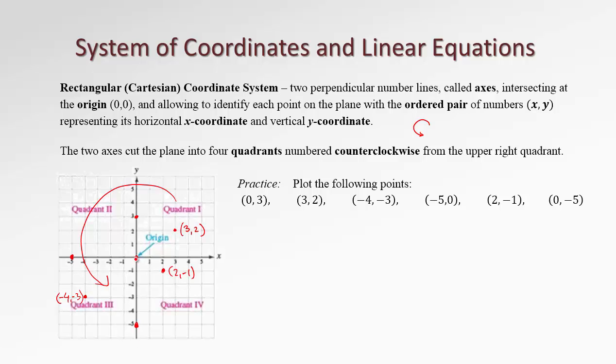As I mentioned before, origin has coordinates 0, 0. Okay, so here we have 0, -5. Over there, -5, 0. And this one is 0, 3.